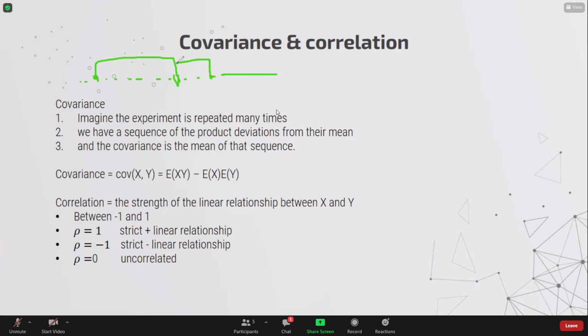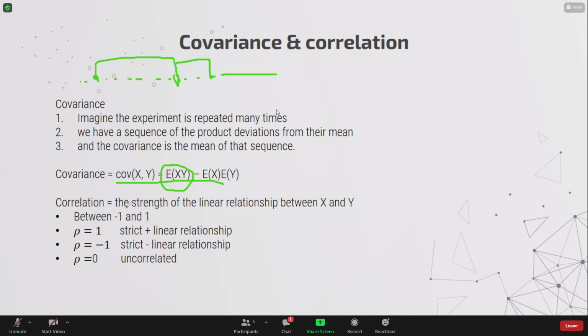It's like the distance between the mean and the number. It's denoted by cov, in brackets x comma y, and then we have the expectation of x multiplied by y minus the product of the expectations of x and y.